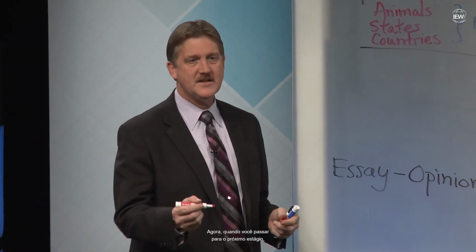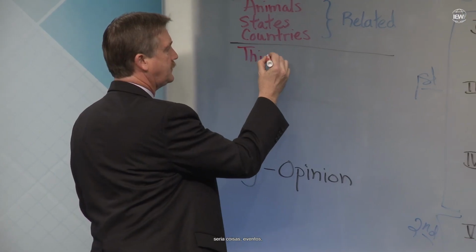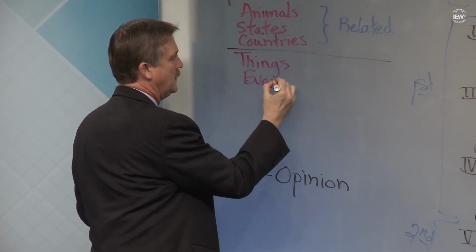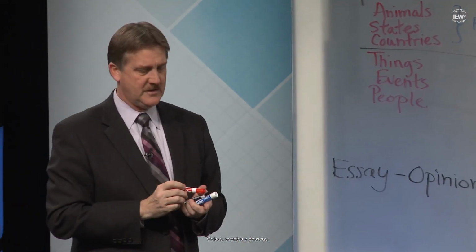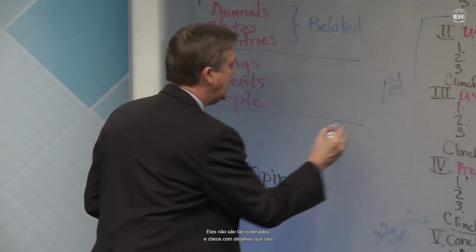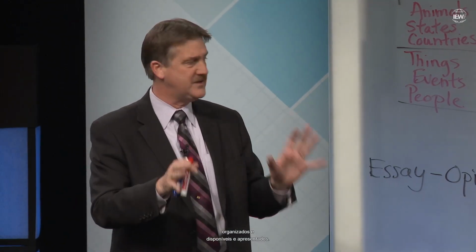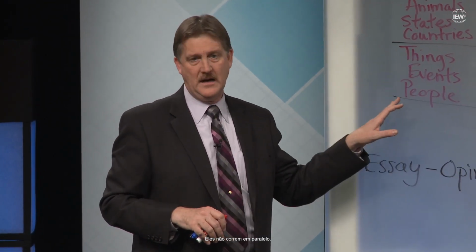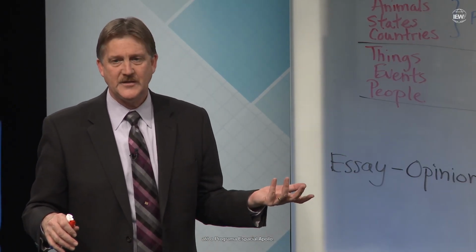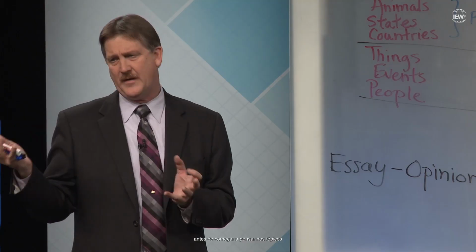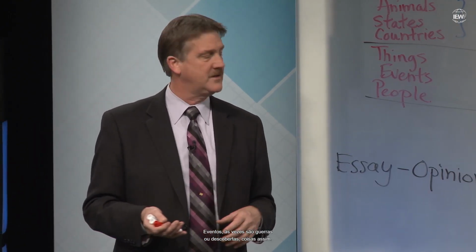Now, when you move into the next stage, things get a little trickier. And this would be things, events, and people. They're not nearly as neat and clean with topics that are organized and readily available and presented. They don't run in parallel. And things could be anything from the Statue of Liberty to the Apollo space program. So you're going to have to read a bit before you can even start thinking about the topics you might have. Events very often are wars or discoveries, things like that.